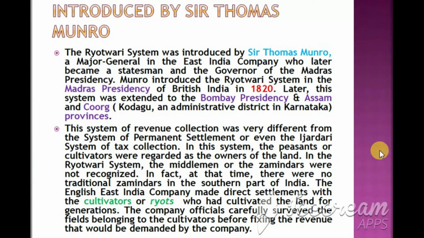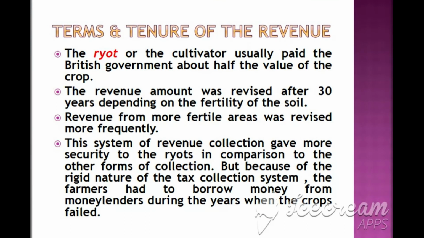The company officials carefully surveyed the fields belonging to the cultivators before fixing the revenue that would be demanded by the company. The ryot or the cultivator usually paid the British government about half of the value of the crop. Their revenue amount was revised after 30 years depending on the fertility of the soil. The revenue from more fertile areas was revised more frequently.